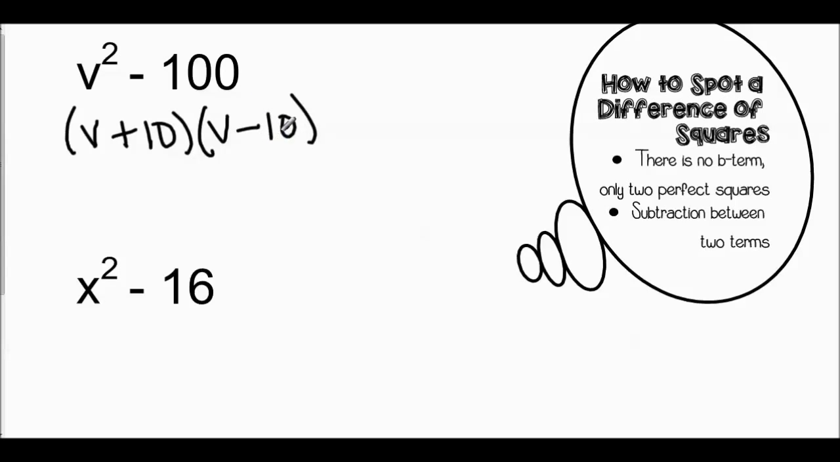If I would have had two positive 10s, my c term would be positive 100, and I would have v squared plus 20v plus 100. Nothing would have canceled out. Likewise, if I would have had two negatives, I would have had negative 20v as a middle term, and then a positive 100. Here, I have two perfect squares. I have x squared, and I have negative 16. So that's going to be x plus 4 because 4 is the square root of 16, and x minus 4.